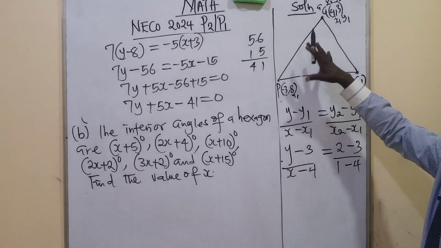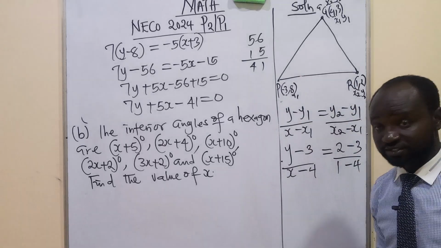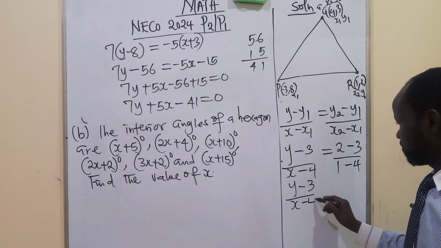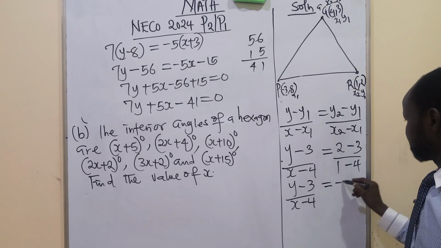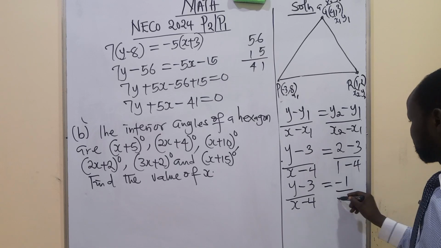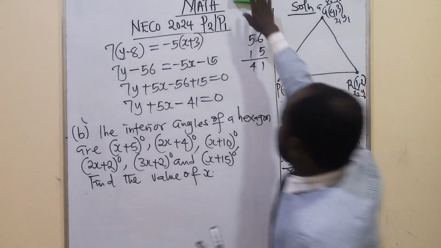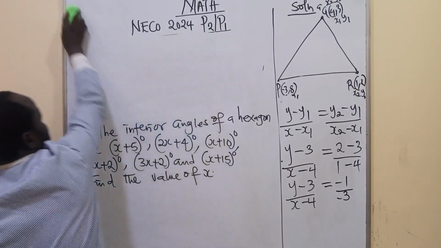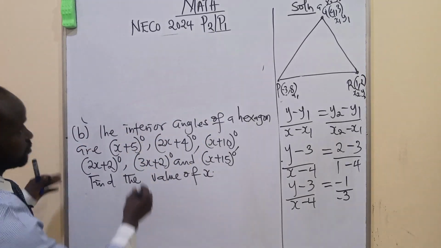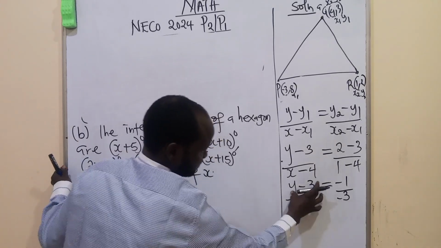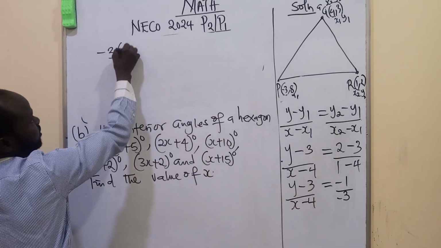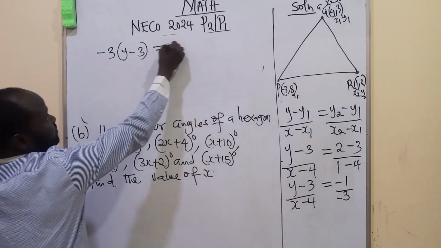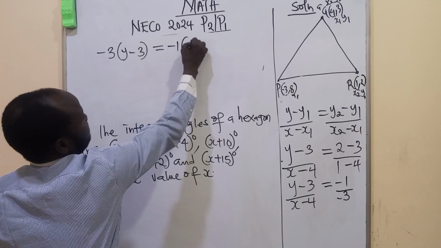The same thing with Roman numerals 1. What we did in Roman numerals 1 is the same thing. So this will be y minus 3 divided by x minus 4, equals 2 minus 3 is minus 1 divided by 1 minus 4 is minus 3. Okay, let's permit me to clean this so that we can solve that Roman numerals 2. So at this point, we can cross multiply. Minus 3 times the whole of this will be minus 3 into y minus 3 equals minus 1 times the whole of this, minus 1 into x minus 4.